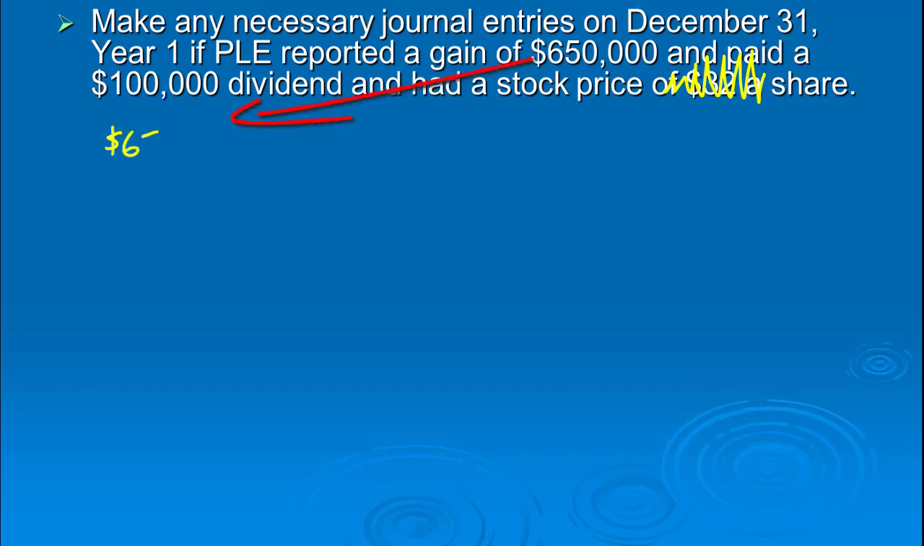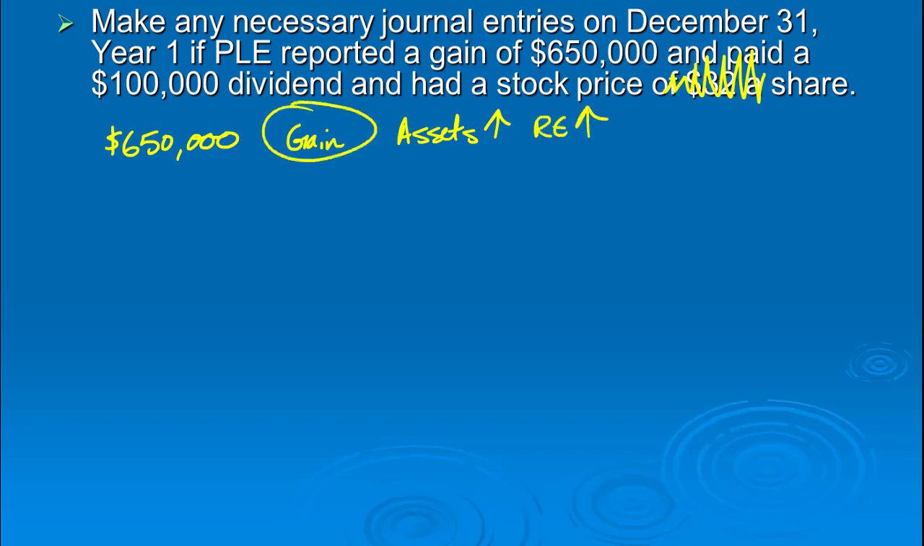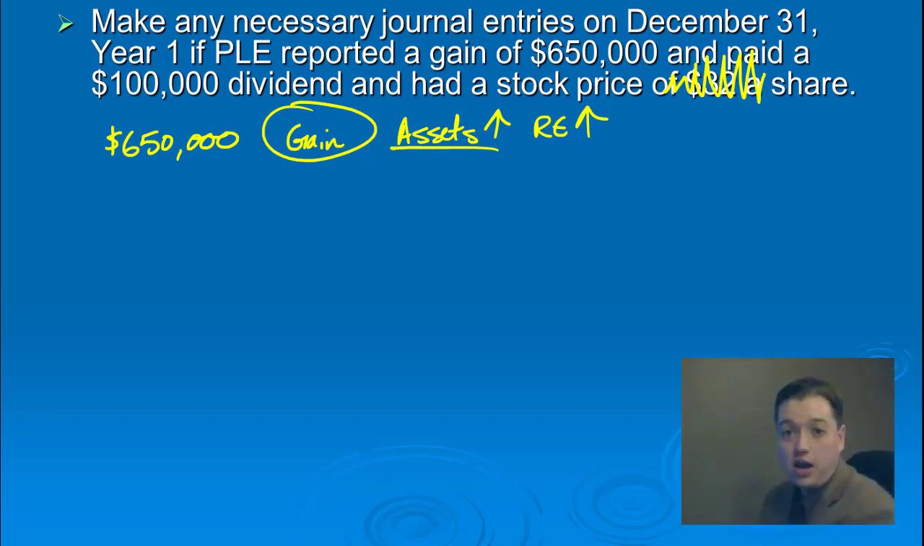They report $650,000 of a gain. If they have a gain, then their assets go up. If their assets go up, then their retained earnings go up, right? This is what happens with a gain. And since these assets have gone up, my assets have gone up. Why? Because I own 30% of those assets, and if they were to liquidate, I would get them. So my assets have gone up.